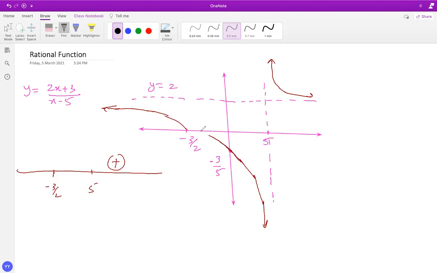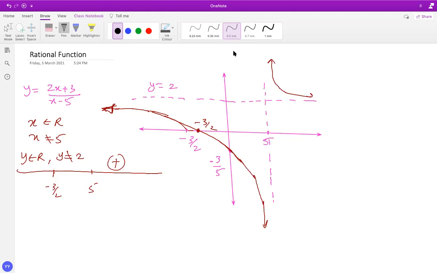So in this case, the graph is something like this. It is obviously negative 3 over 2 is here. So for this question, if you look at the domain of this, x belongs to real numbers and x should not be 5. And range is y belongs to real numbers and y should not be equal to 2, provided it is a natural domain.